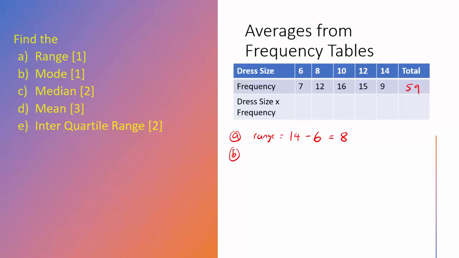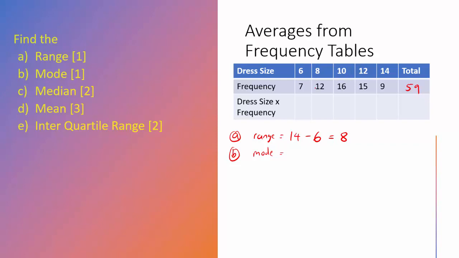Next, the mode. The mode is the most common value. And again, this is a question that students usually get wrong. They're looking for the most common number within the table. And usually students will say 12 because 12 appears twice, but that's not quite correct.